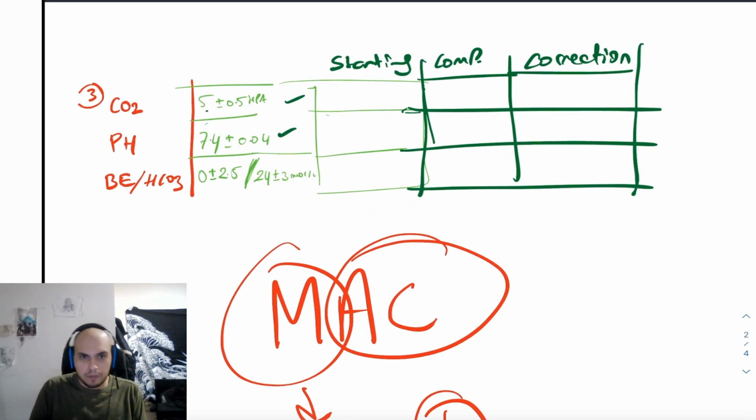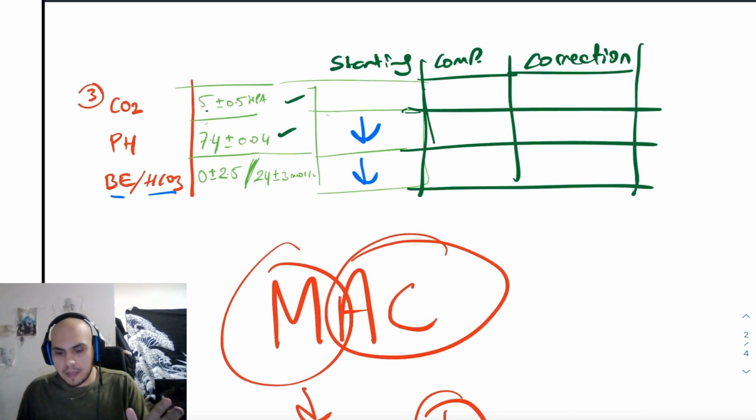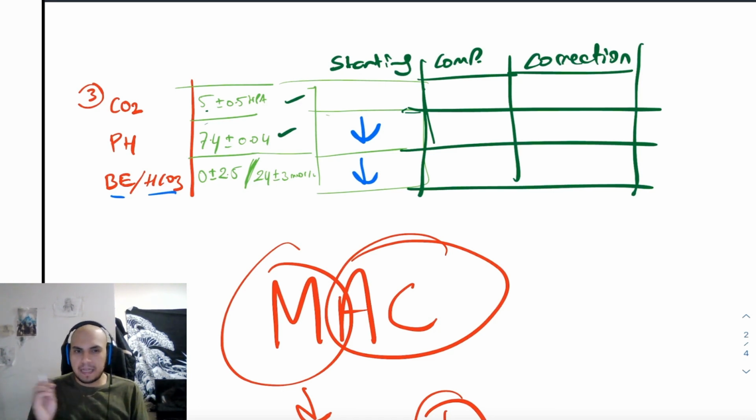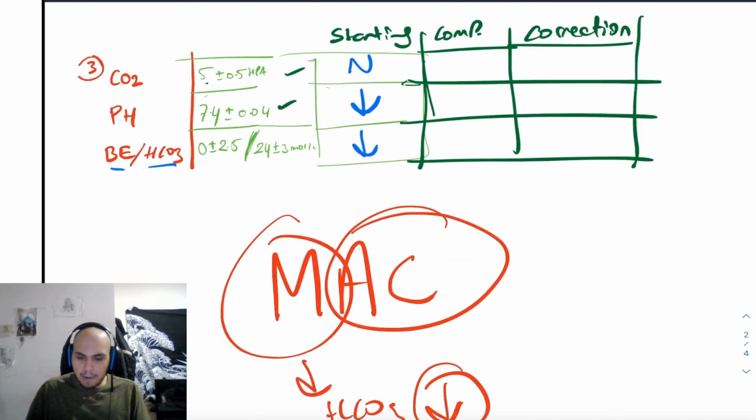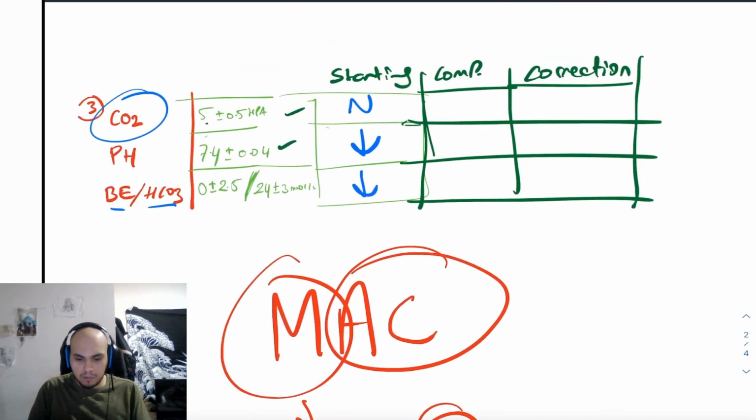pH, acidosis, so pH is low, logically. Base excess or HCO3, like we mentioned, would be lower because it's a metabolic issue, meaning it's an issue with the kidneys. CO2, for example, is going to be normal or borderline. But for now, just for showing you, it's going to be normal. So how would that look on the graph? Normal CO2, low pH, and low base excess.